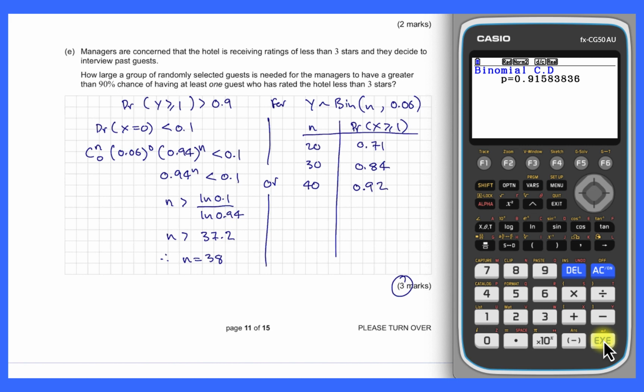Okay, so we've now exceeded our value. We don't need 40 because that's a probability of 92%. So we're obviously in the high 30s here. And now it's a question of whether you go down or up. I'm going to go down to 37.